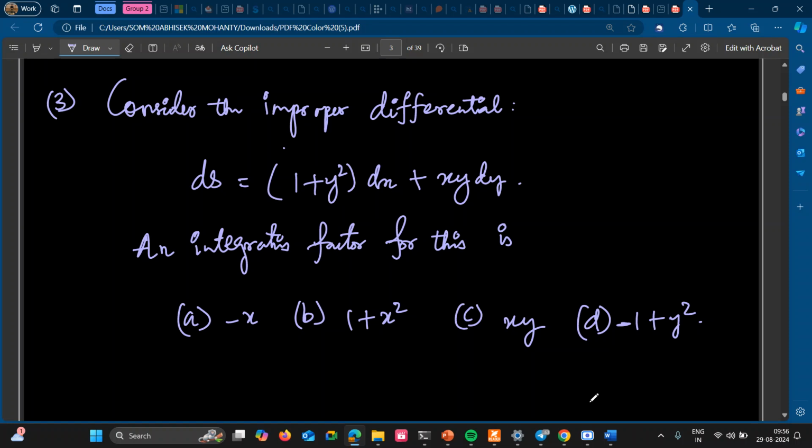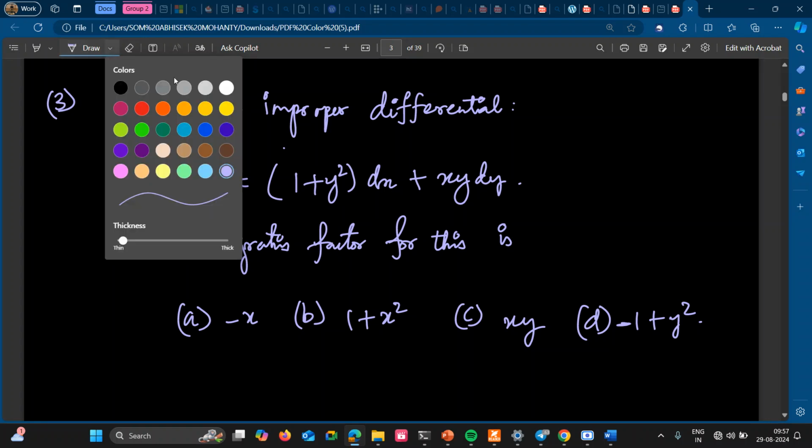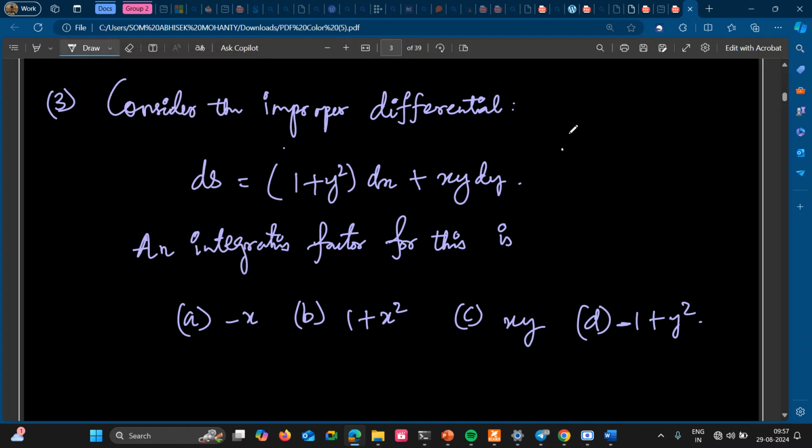How to solve it? Improper differential. So we have to convert it into a proper differential first. How do we do it? Let's try this question. And in the form of the question, if you remember, there is this form M dx plus N dy is equal to 0, right? M and N.